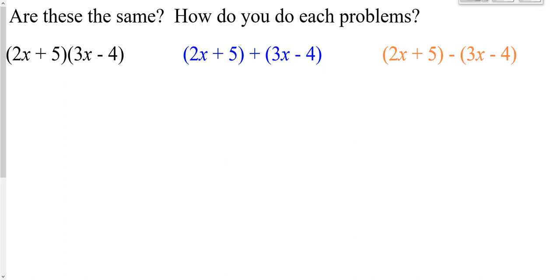Now, just as a follow-up here, are all 3 of these problems the same? No, you need to be paying attention to what's going on in between the parentheses. Here, there's nothing written, so it's multiplication. So you'd have to do the double distribution. Looking at the blue one, it's a big plus sign in between. Remember, when you're adding in between your parentheses, you don't need the parentheses, so you can just write it without the parentheses and work it out. Looking at the orange ones, you have a subtraction sign. So remember, when you're dealing with subtracting, you can just distribute that through and then combine like terms. So pay attention to what's going on in between your parentheses, and it'll help you know what to do.